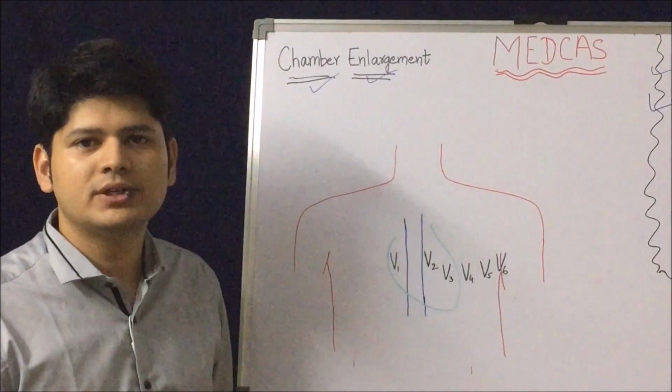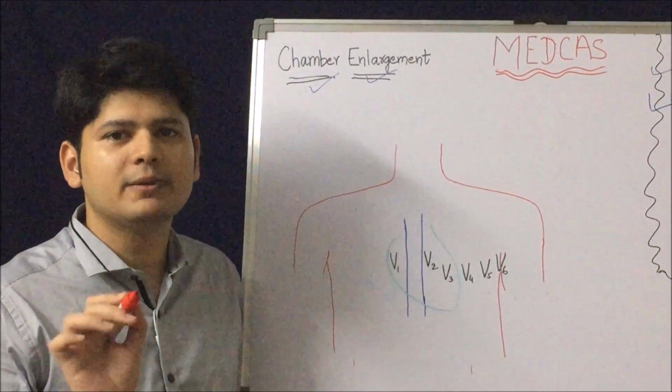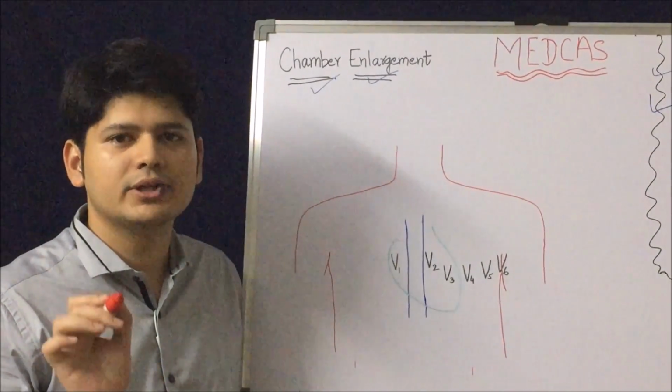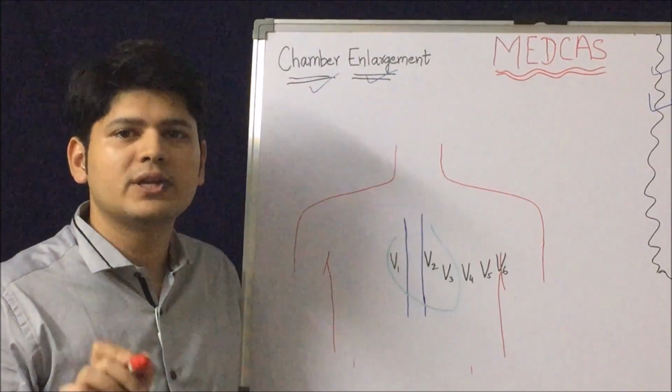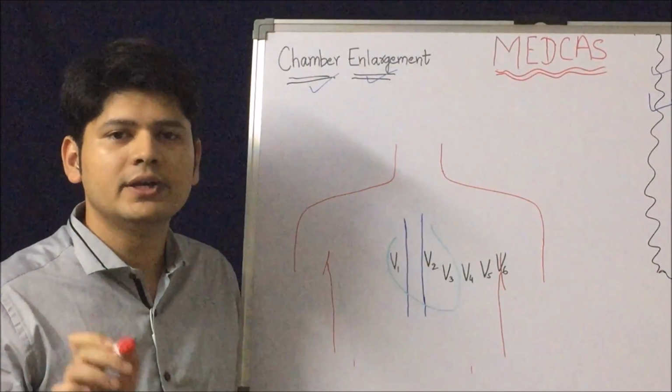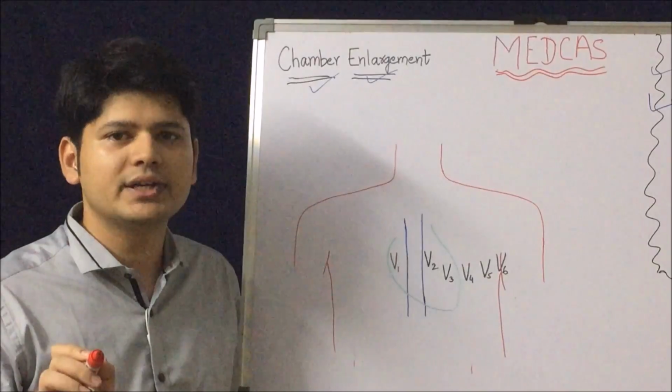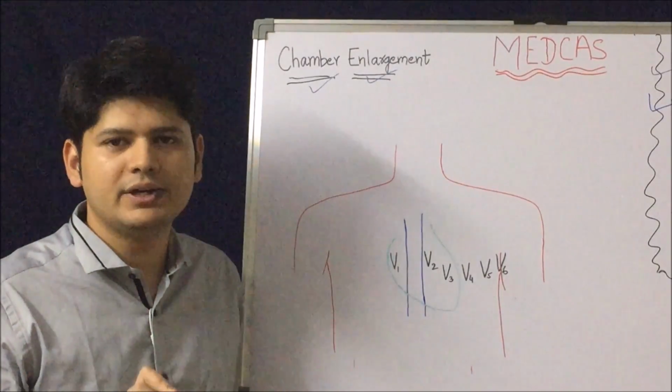So we have discussed atrial depolarization and the P wave. Now we are going to discuss the QRS. Fine, so QRS is the representation of the depolarization of the ventricles.